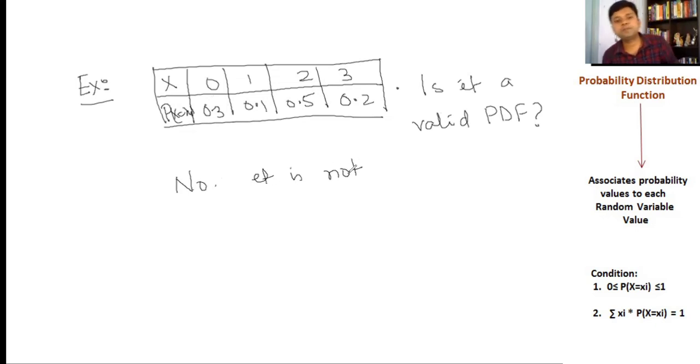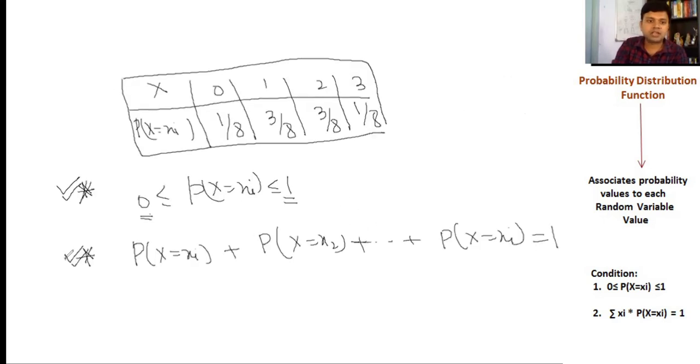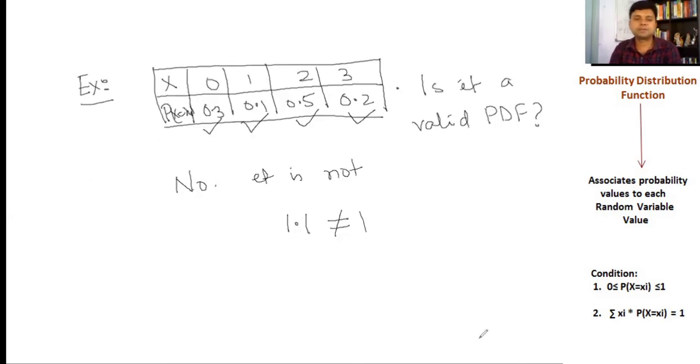And what is the reason? If we add all the probabilities, what is the sum? I can see 0.3 plus 0.1 plus 0.5 plus 0.2. It is 1.1, which is not equal to 1. So it is violating the second condition. So it is not a probability distribution function. Let us take another example.